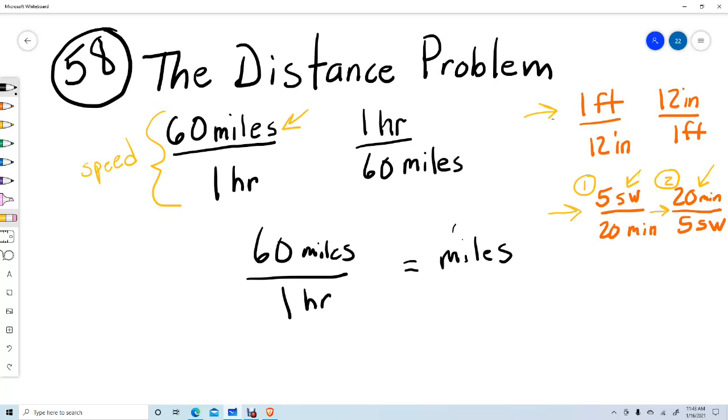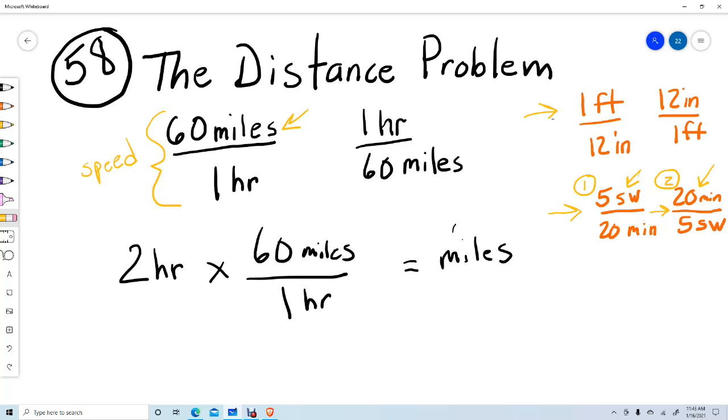I didn't leave enough room for my answer there, and then just like we would do with unit conversions or other types of rates, we use the information given, which was 2 hours. We multiply it by the proper ratio. In this case, it's 60 miles over 1 hour, and we get our answer.